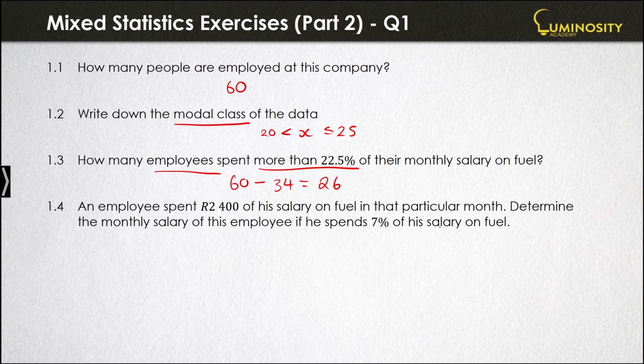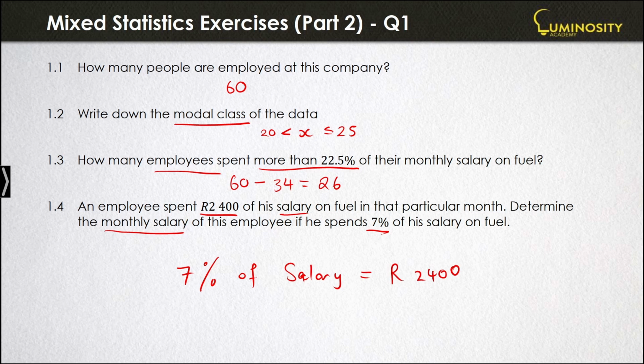Lastly, an employee spent 2,400 Rand of his salary on fuel in that particular month. Determine the monthly salary of this employee if he spends 7% of his salary. Notice this question is deliberately testing whether you can read the question properly. It's not actually asking anything on the ogive curve. It's just saying that if they spend 7% of their salary, that amount is 2,400 Rand.